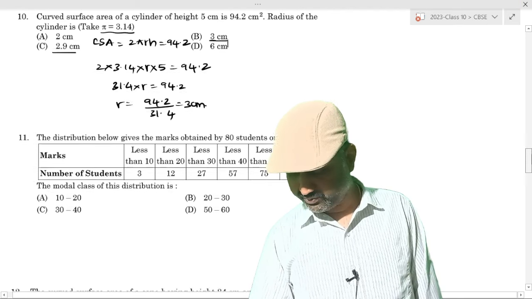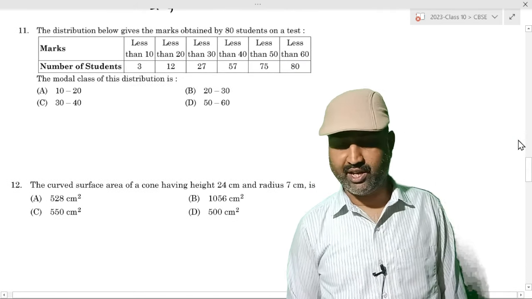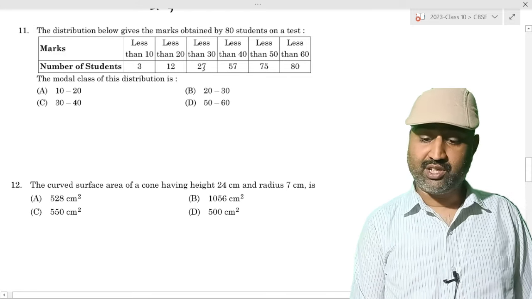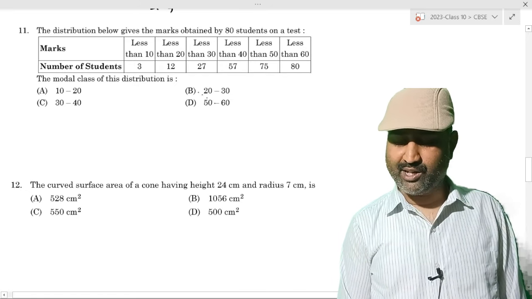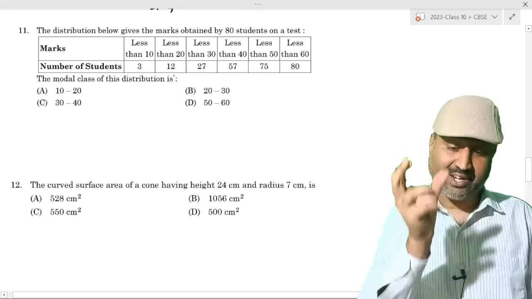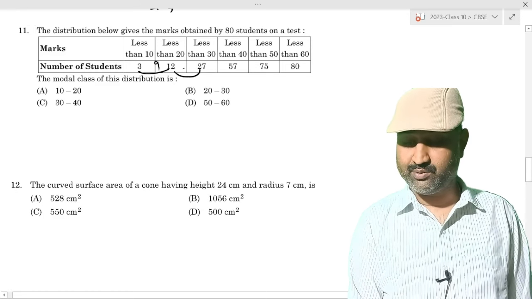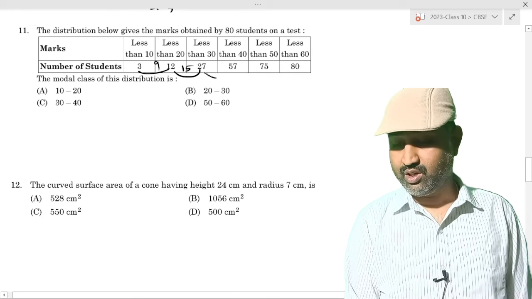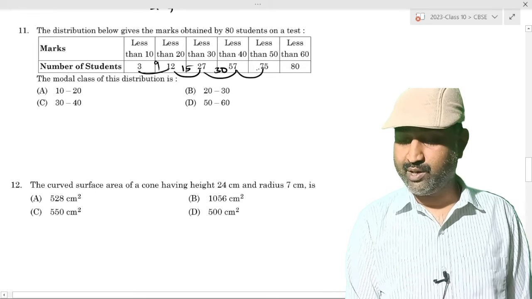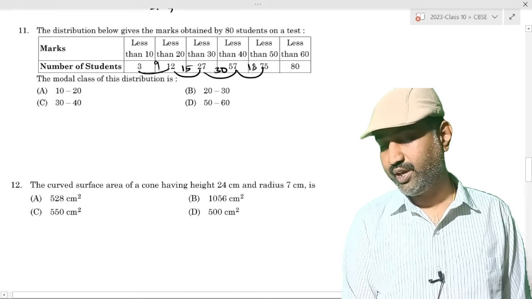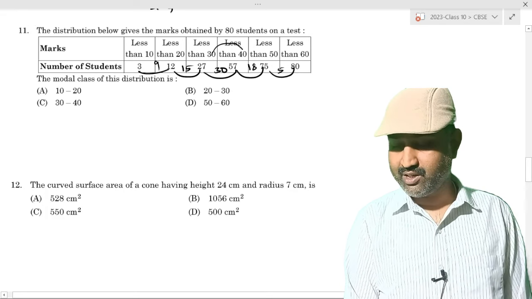Very easy question again. Next, the distribution below shows marks obtained by 80 students on a test. A statistics question. See here, cumulative frequency is given, but you can easily identify the modal class here. Don't waste time on writing an entire table here. 12 minus 3 is what? 9. 27 minus 12 is what? 15. 57 minus 27 is 30. 75 minus 57 is 18. And this is 5. The modal class lies between 30 and 40.